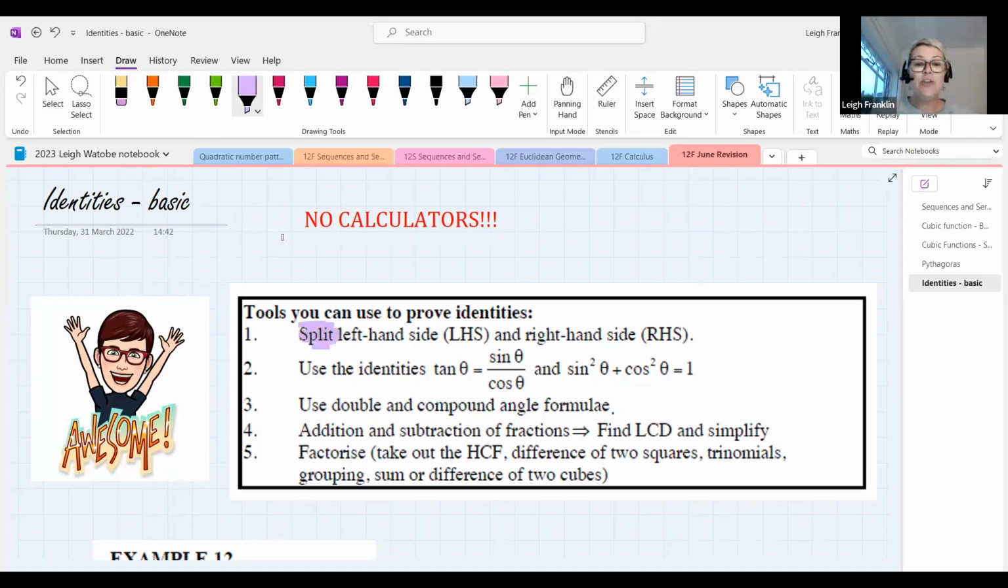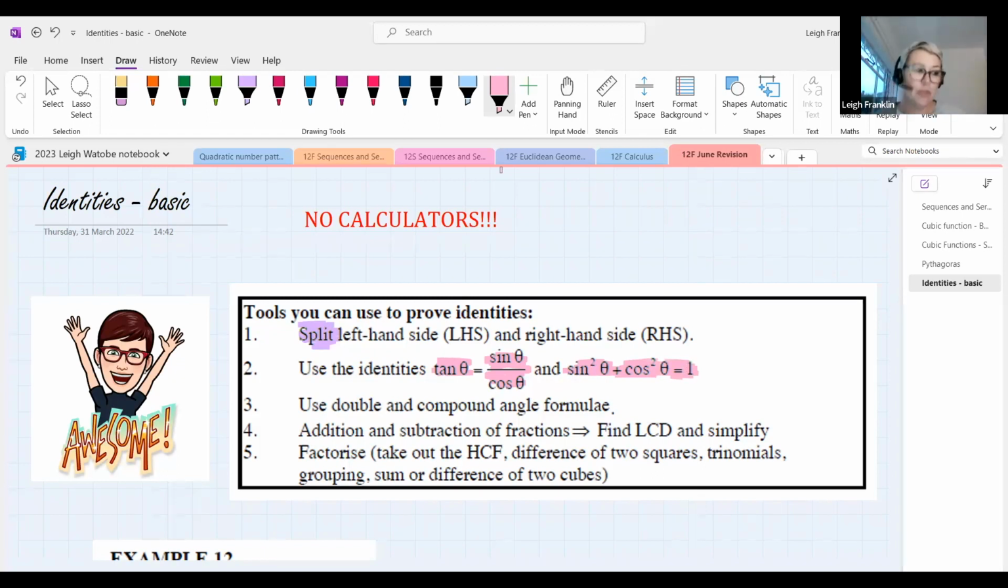We then need to use our identities. The one identity that we must always use is our tan identity. So tan theta is sine theta over cos theta. We know this from grade 11 already. And the other identity from grade 11 is our square identity. So sine squared theta plus cos squared theta is equal to 1. So we mustn't forget about those.